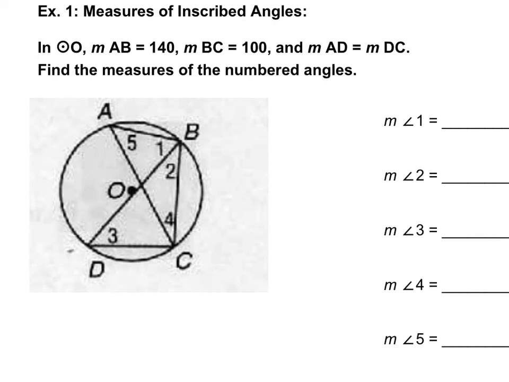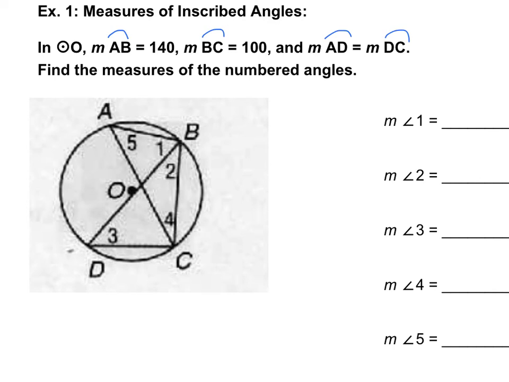So we're told in circle O here the measure of arc AB, the measure of arc BC, and the measure of arc AD and arc DC. Now make sure all of those have your arc symbols over the tops of them, so write those in. You're going to find the measures of the numbered angles by using these pieces. So let's put some labels on.